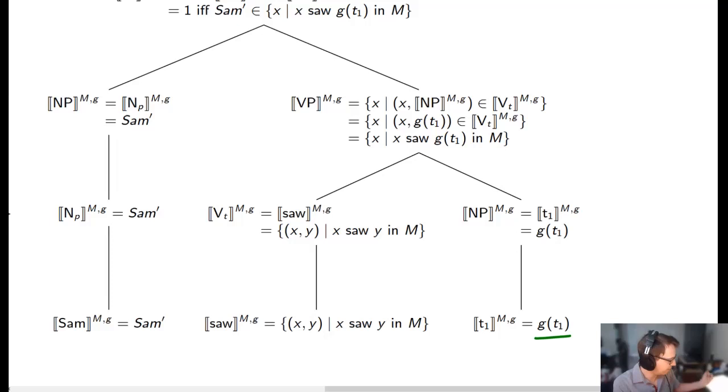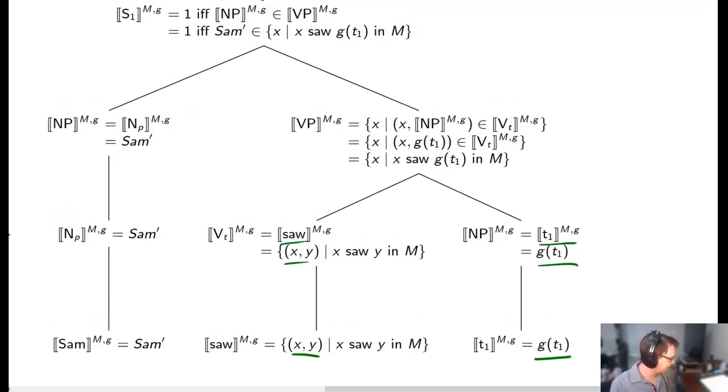Okay, when we go up to the noun phrase, again, it's just going to take a look at its kid because it only has one child. So it'll just take the same meaning, which will be G of T1. Okay, if we want to know what the meaning of the verb phrase is now, we have to take a look at both of its children. So we need to take a look at saw. So saw is a transitive verb. So we're looking at pairs of x, y, where x saw y in M. This is going to go up to our transitive verb VT for the same thing because it's got one kid.